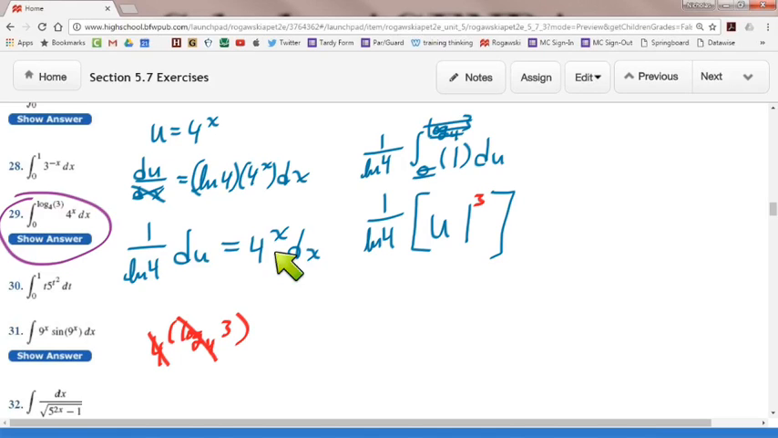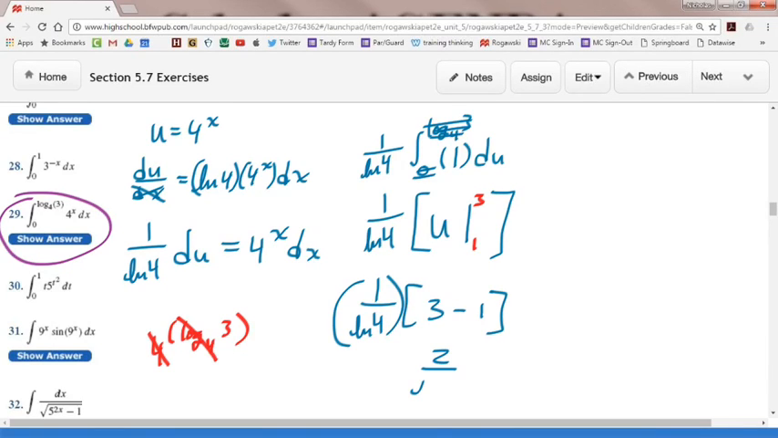What if I plug this 0 into this x? What would I get? 1. Okay, so now I have my u's. Now I'd plug those in. So I have 1 over natural log of 4 out in front, and then I have a 3 minus a 1. Are we still with me? Okay, 3 minus 1 is 2. And so then I multiply that times this, and so I get 2 over natural log of 4.